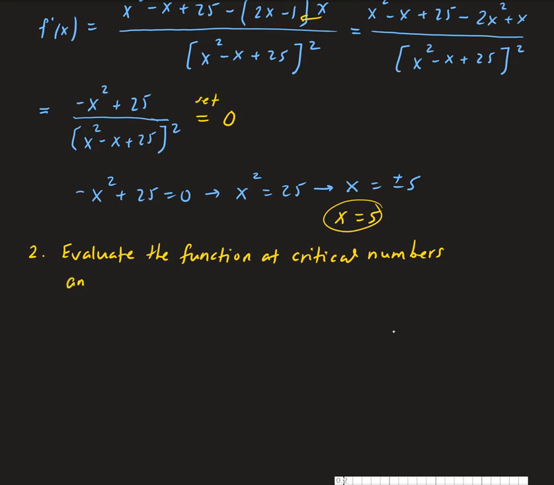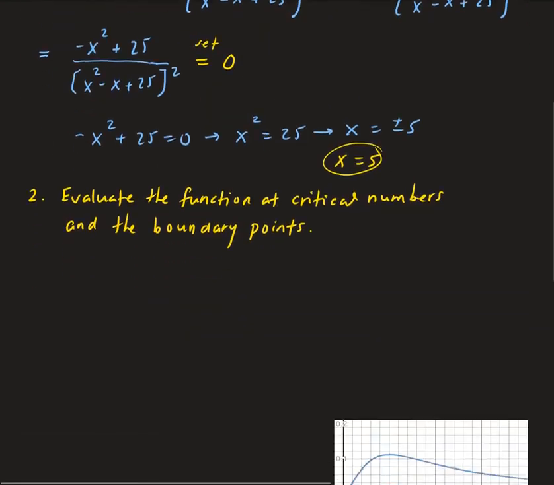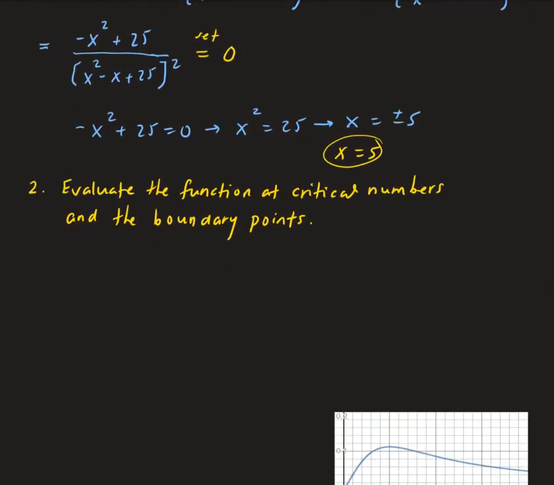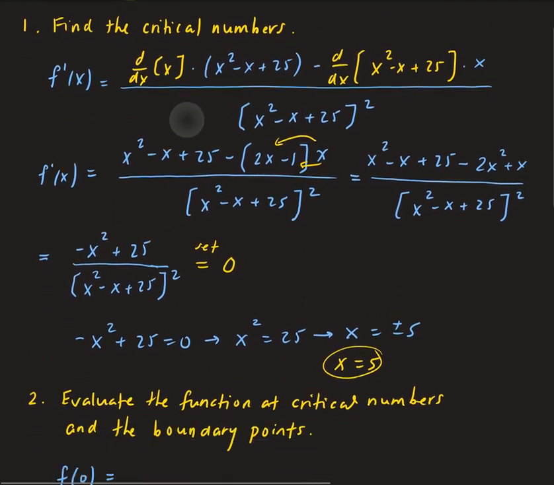And the boundary points. In this case, our critical number is 5, and our boundary points are 0 and 15. All right, so we're going to have f of 0. Remember, our function is x over x squared minus x plus 25.